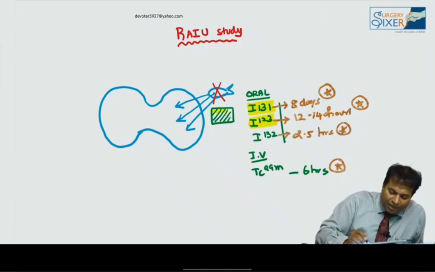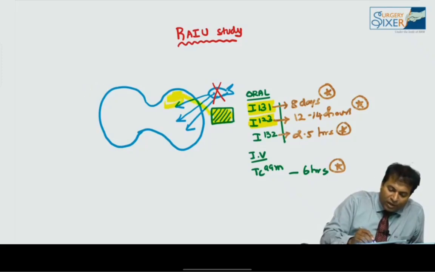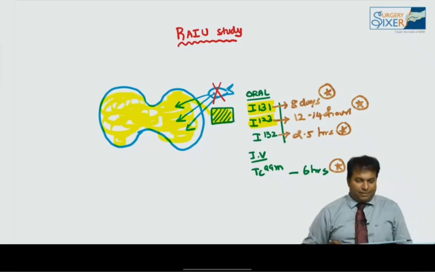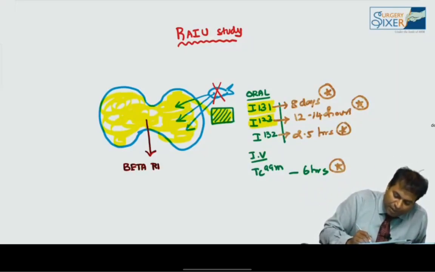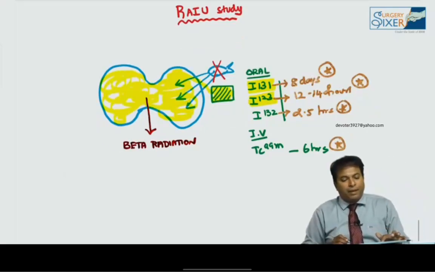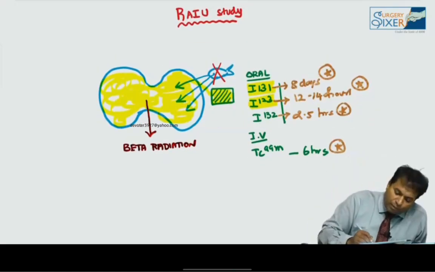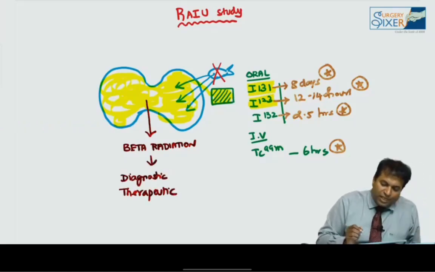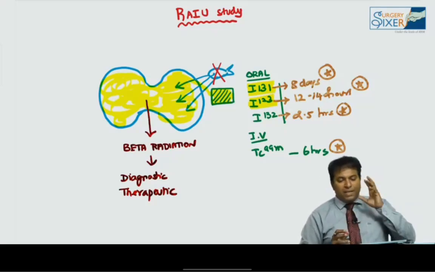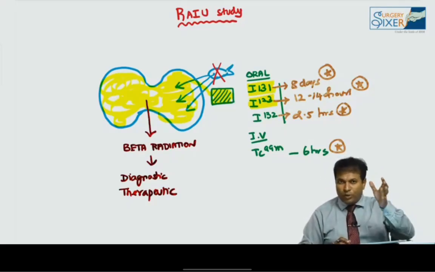So now let us assume I am giving iodine 131 to the patient. The moment I give iodine 131, the gland will trap the radioactive iodine. Immediately the thyroid gland will trap it, and it will emit beta radiation. This concept of emission of beta radiation is used for both diagnostic and therapeutic purposes. So please remember, instead of normal iodine, I am going to give iodine 131, iodine 123 or a technetium 99m scan.